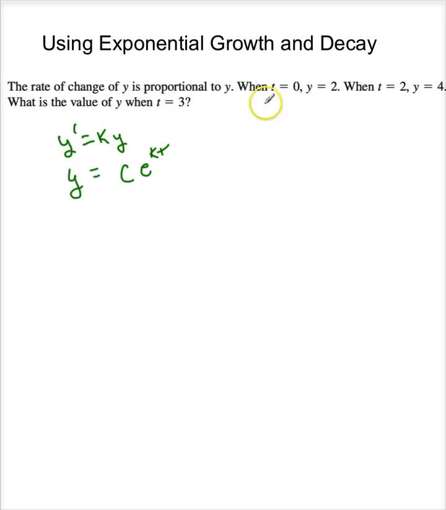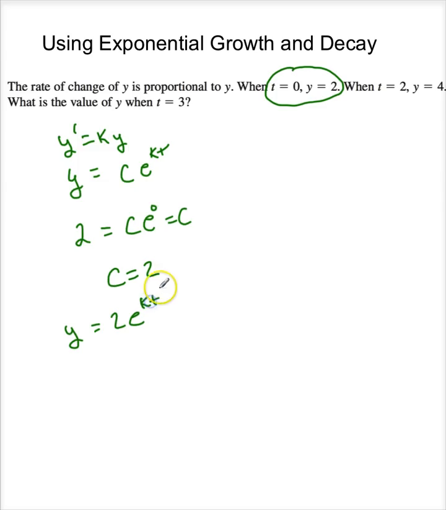Now, how would we find them? We have two variables, c and k. So let's look at this first initial condition. When t is 0, y equals 2. So I'm going to plug in 2 is equal to c e to the 0, which is just c. So my first initial condition tells me that c is 2. So I'm going to rewrite my solution: y is 2 e to the kt.